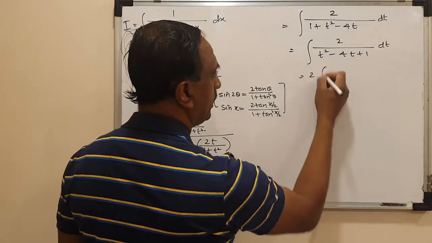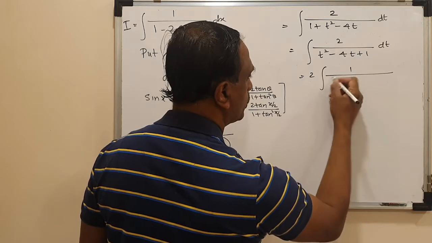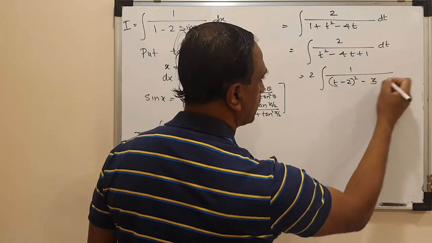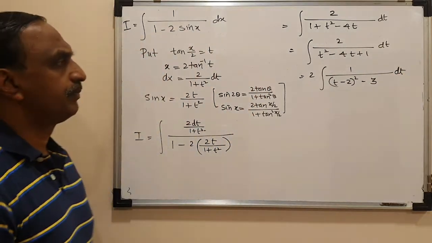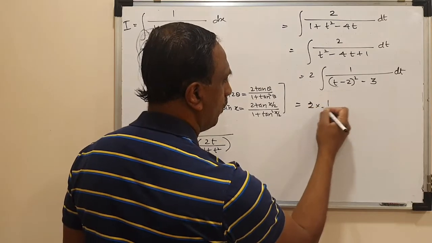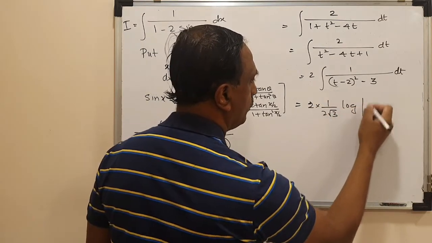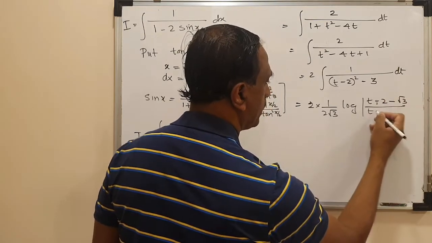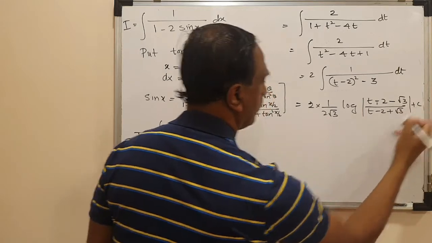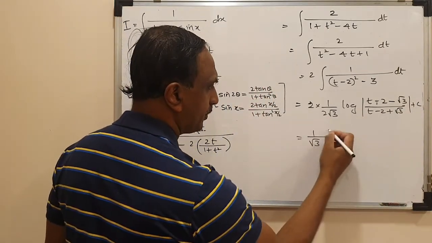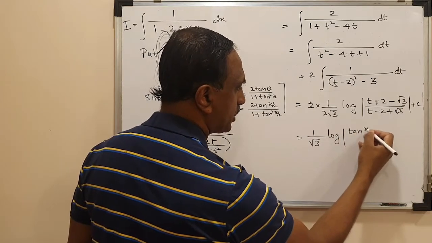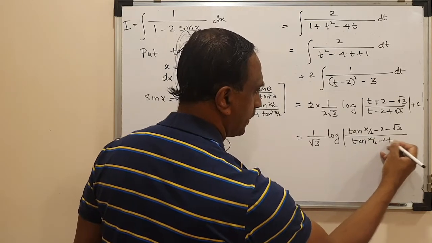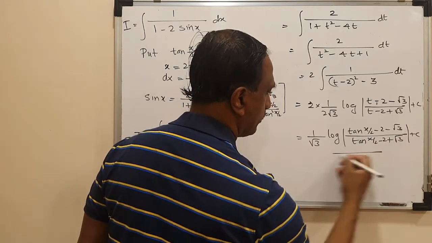Now completing the square, 2 integral 1 upon t minus 2 the whole square plus 4, I added 4, subtracted 4, so minus 3. So I can write now 2 into 1 by 2 root 3 log of t minus 2 minus root 3 upon t minus 2 plus root 3. So my answer became 1 by root 3 log of tan x by 2 minus 2 minus root 3 upon tan x by 2 minus 2 plus root 3. This is the final answer.